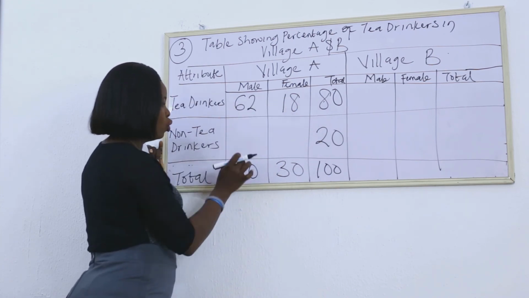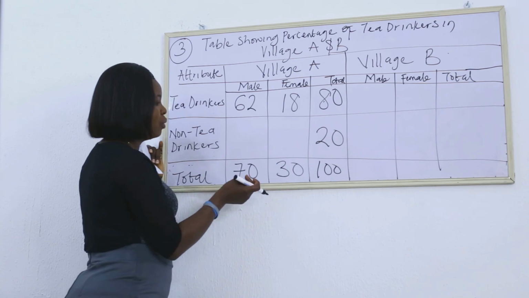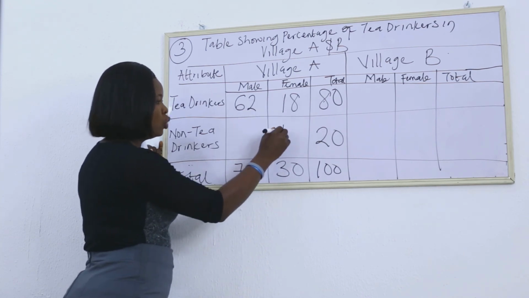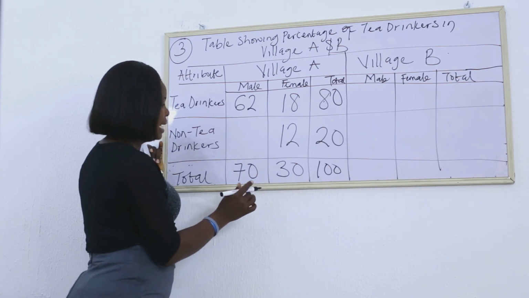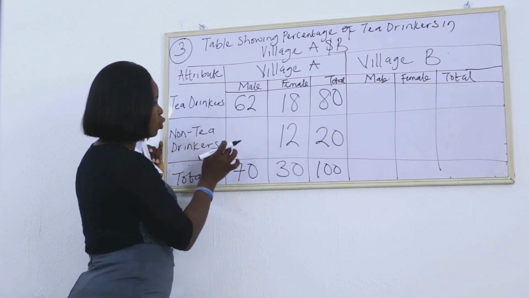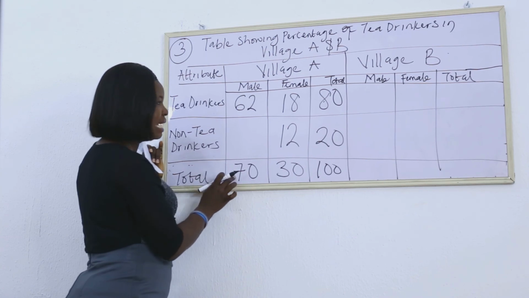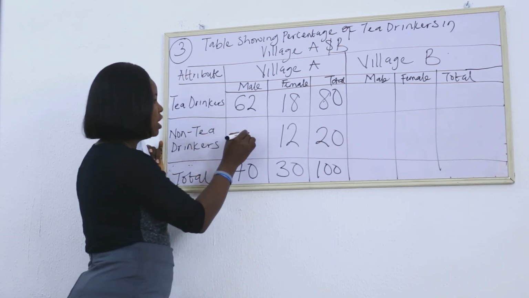I know these two. I don't know these two. What will I do? 30 minus 18 should give me 12. Yes. Then I also know this. I don't know this. What will be my answer? 70 minus 62 should give me 8.